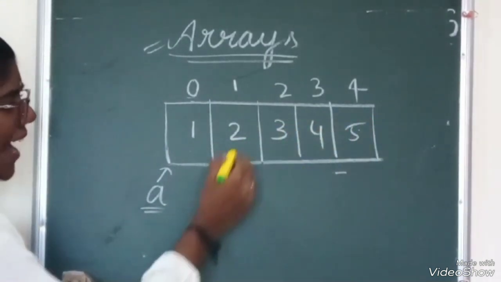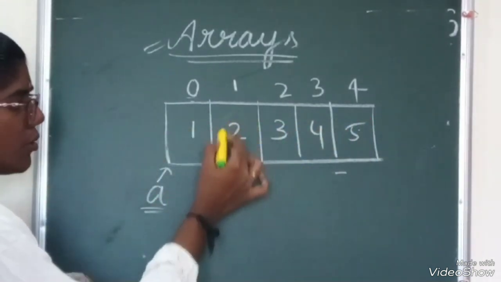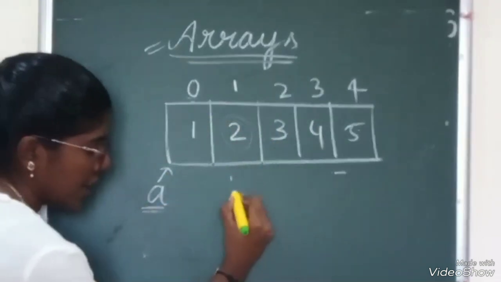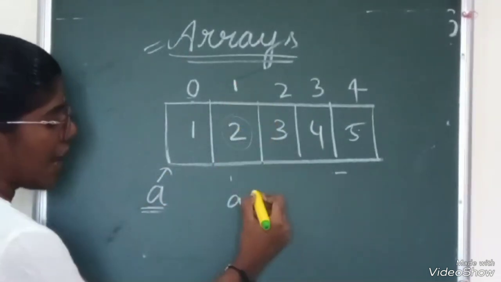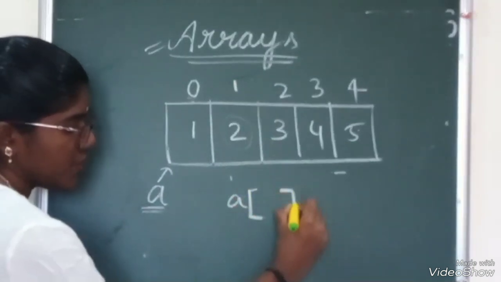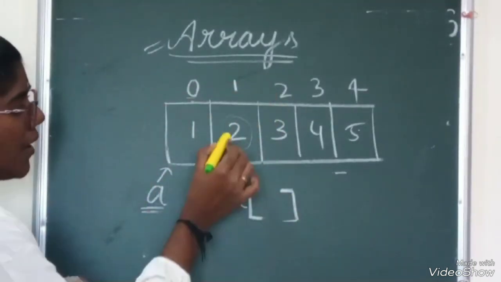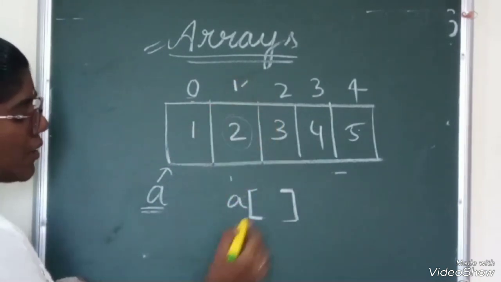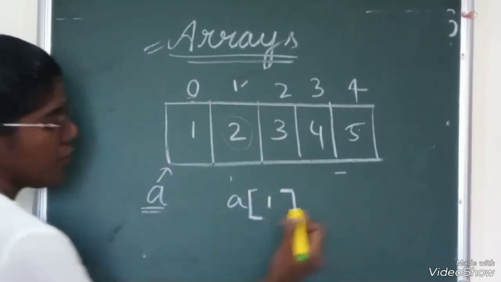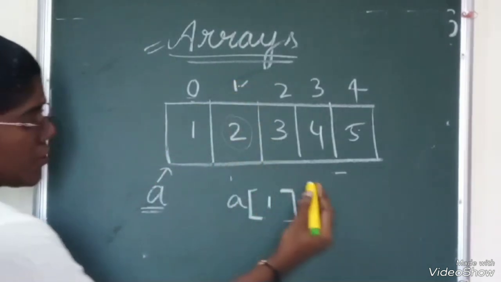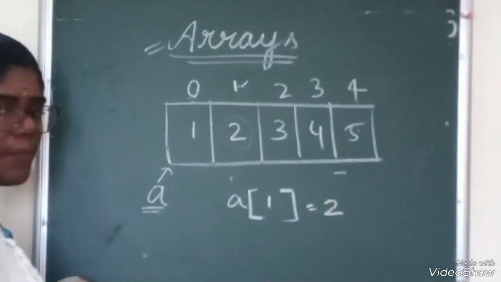If I want to access A of 1, like I want to take only this part, see, the name of the array is A, and for the subscript you have to use square brackets to represent the index value. Where my 2 is, it is at index 1, so A of 1. What is the value I have in A of 1? I have 2, so the answer will be 2.